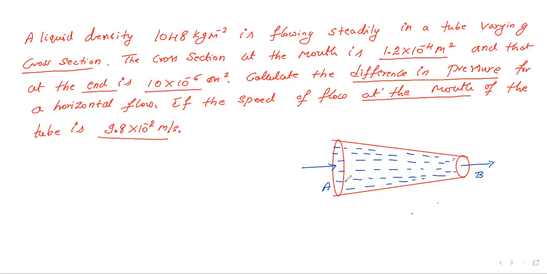So velocity at A. What is the velocity at the mouth? This is the mouth and this is the end. What is the velocity at the mouth? It is given, 9.8 × 10^-2 meter per second. Area of cross section at the mouth, how much?